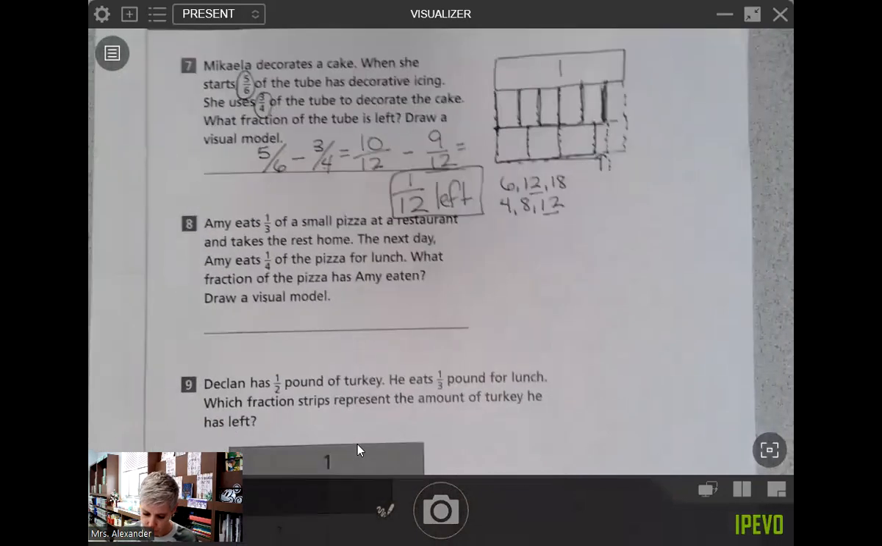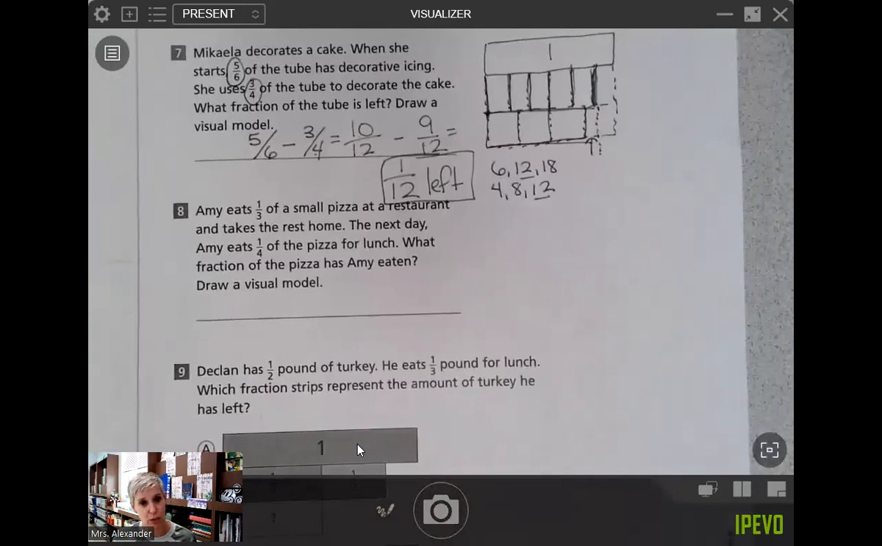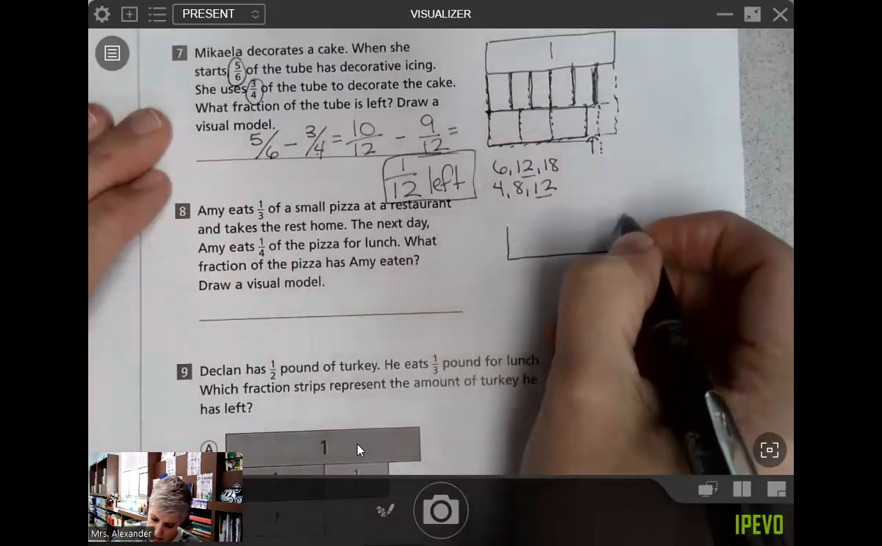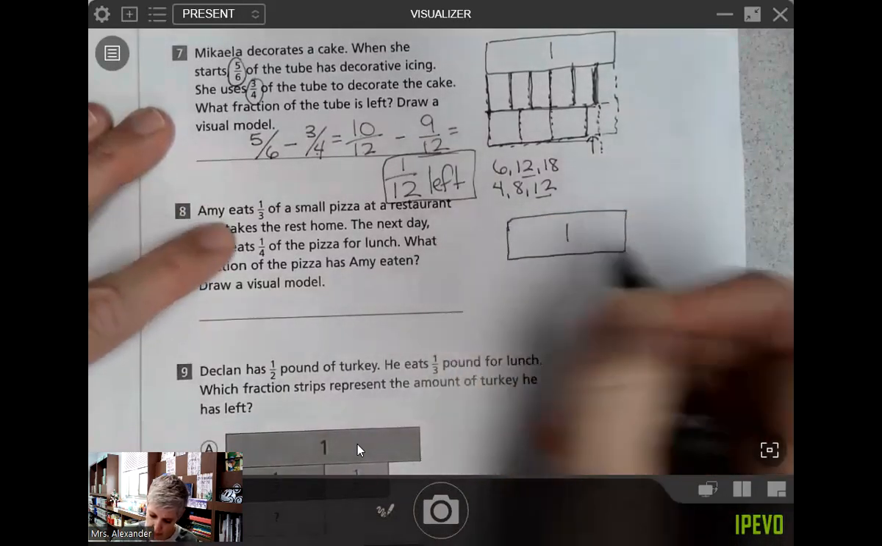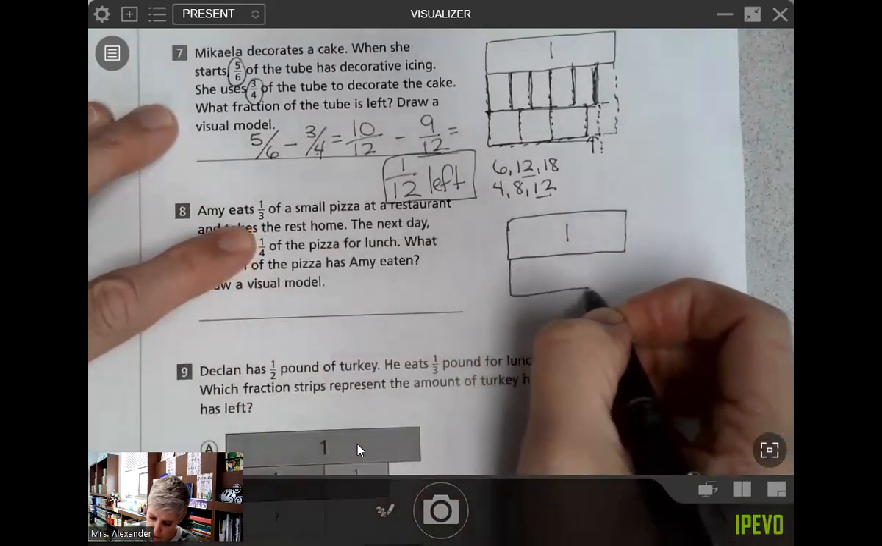All right. Amy eats 1/3 of a small pizza at a restaurant and takes the rest home. The next day, Amy eats 1/4 of the pizza for lunch. What fraction of the pizza has Amy eaten? So here's the pizza, the whole thing. She eats 1/3 of it. So I'm going to show here.